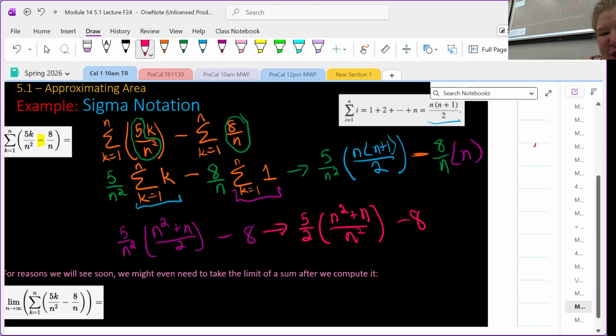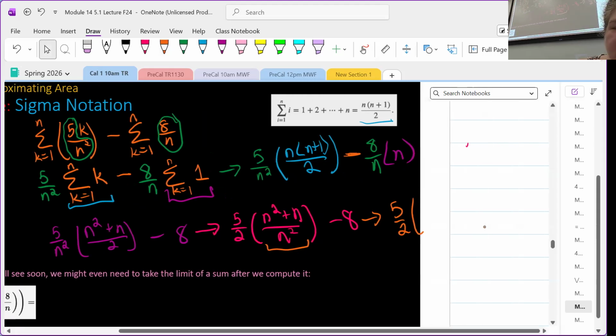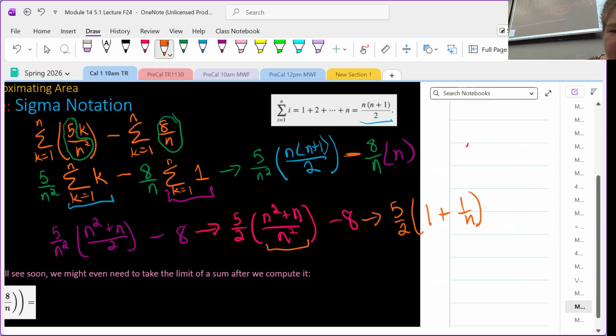So the n squared and the 2 are fractions. The 5 and the 2 are just literal numbers. The n squared with the n squared plus n on top, I move those together because now this internal fraction here, I can actually simplify it. So we'll have 5 halves times 1 plus 1 over n, and then the minus 8. And believe it or not, all of that is just algebra.